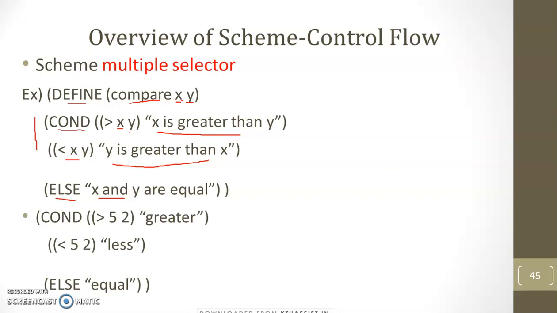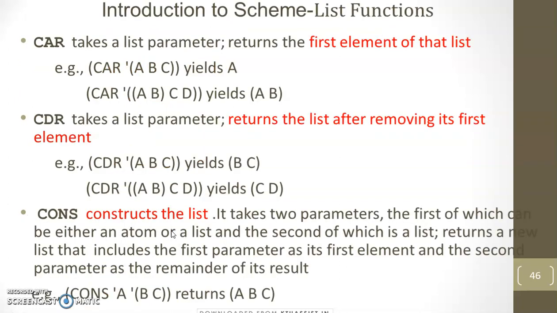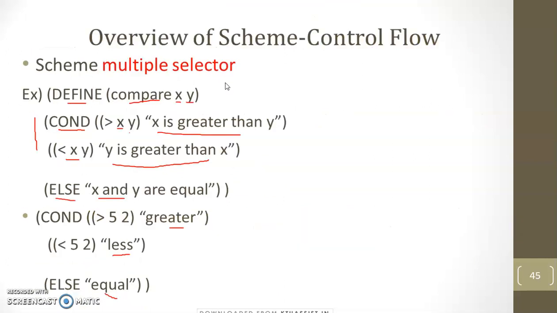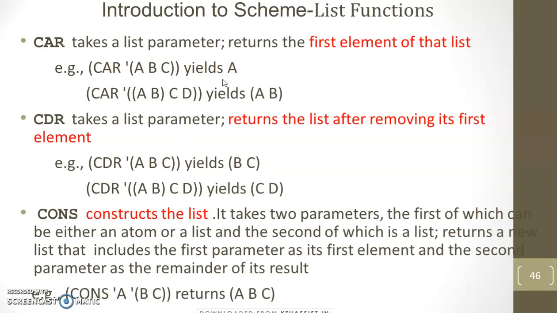So if the statement is given like this, compare 5 2, it will check 5 and 2 and tell that it is greater. If 5 is less than 2, it says less, else equal. So what is the result that will be obtained? 5 is greater. So this much is related to the control flow constructs.